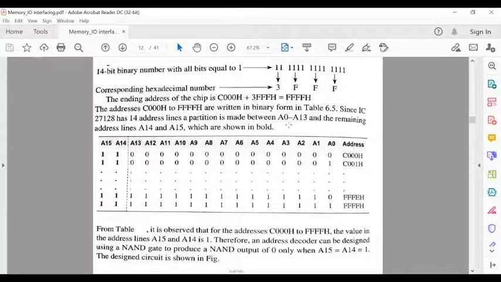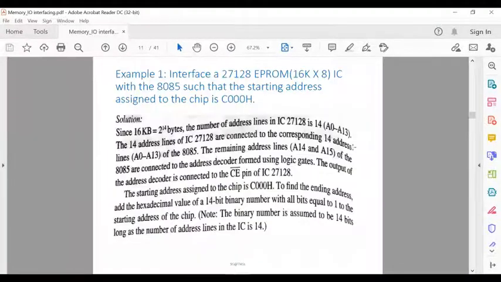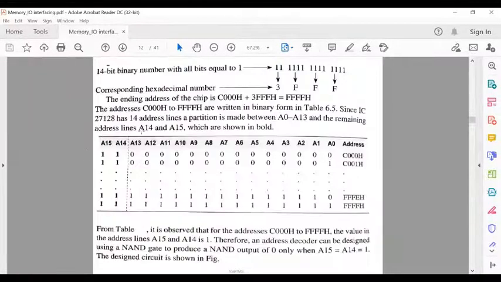The starting address given in your problem statement is C000. This C000 is in the hexadecimal number system, so you have to write it in binary form. If you convert it into binary, it will be 1100, that is C, then four zeros for 0, again four zeros for 0, and again four zeros for 0, which is C000.